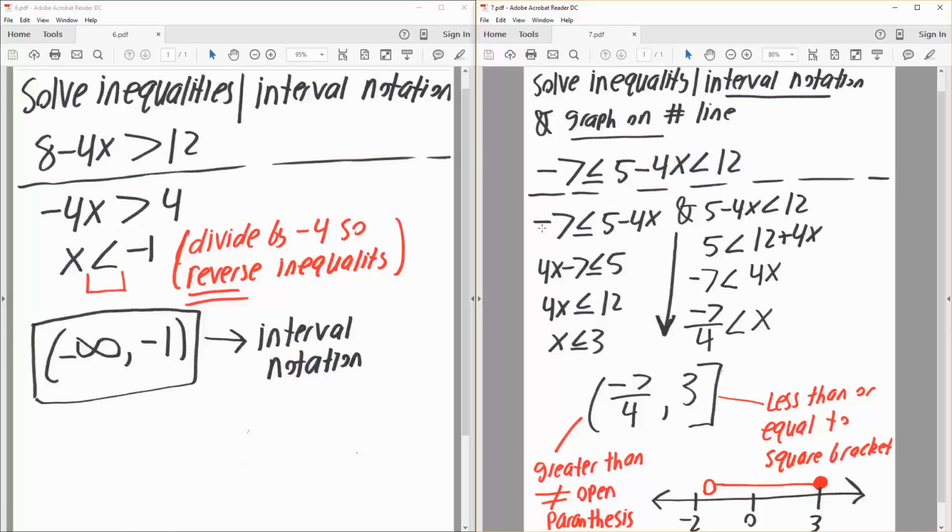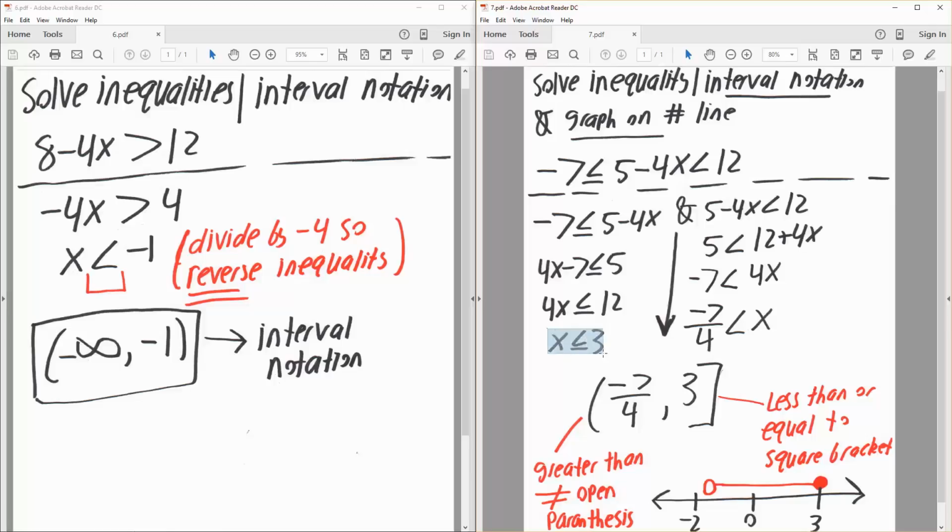And so we have negative 7 is less than or equal to 5 minus 4x, and what we're going to do is move the negative 4x by adding 4x on both sides. For this problem, we don't flip the sign, because we are adding, not dividing by a negative term. And so we would get 4x minus 7 is less than or equal to 5. Now we move the negative 7 by adding 7 on both sides, so we can say 4x is less than or equal to 12. We divide by 4, so we can say x is less than or equal to 3.